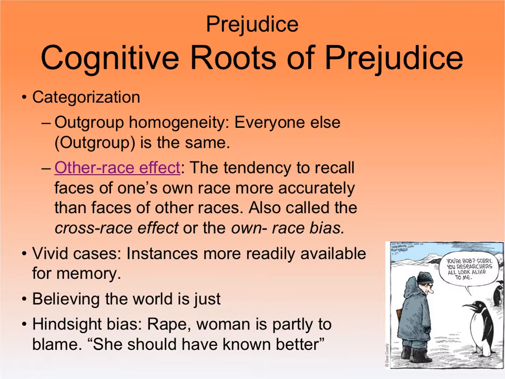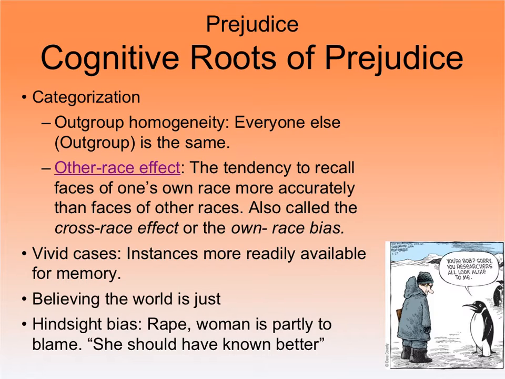But if we don't know people from the other group, or if we know very few people from the other group, we view them all the same. All the X type of people are the same. This is strengthened by the other race effect, which is also called the cross race effect or the own race bias. This is our tendency to recall the faces of our own race more accurately than the faces of other races. So there's an eyewitness to a crime, and the eyewitness is of a different race than the person who they saw allegedly commit the crime. They're more prone to make a mistake in who that person is.